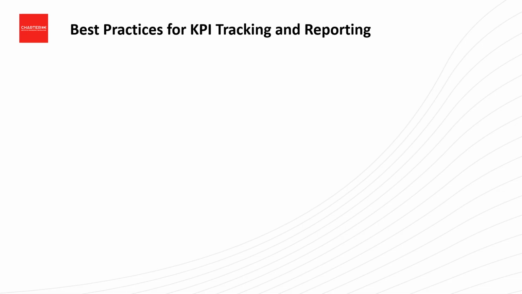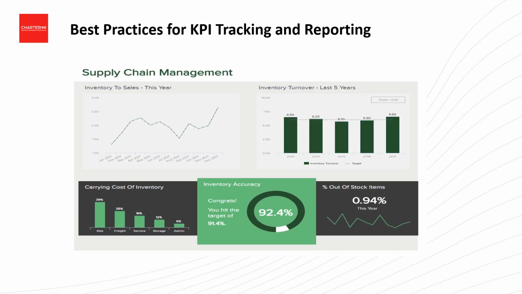A fourth issue is the use of automation and supply chain management software. Now, utilizing supply chain management software can streamline KPI tracking and reporting processes. Supply chain management software offers features like automated data collection, real-time reporting, and customizable dashboards, enabling you to monitor KPIs efficiently. It eliminates manual data entry errors and enables faster data analysis and visualization.